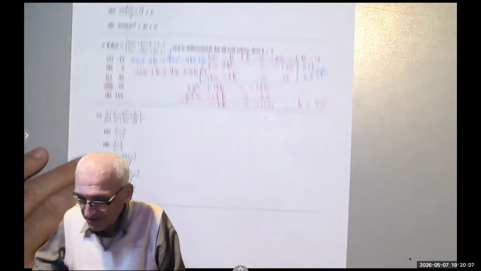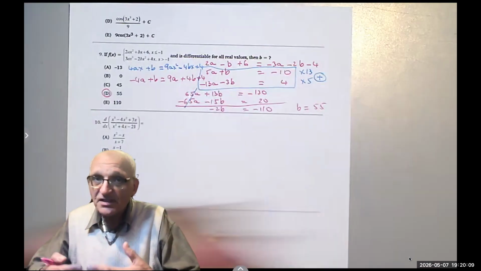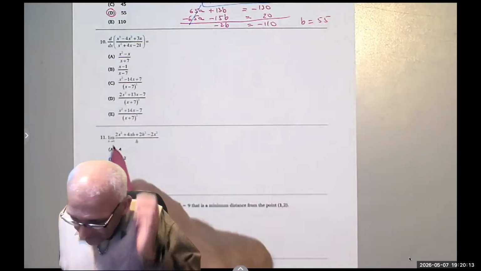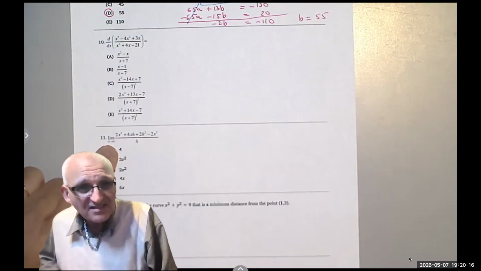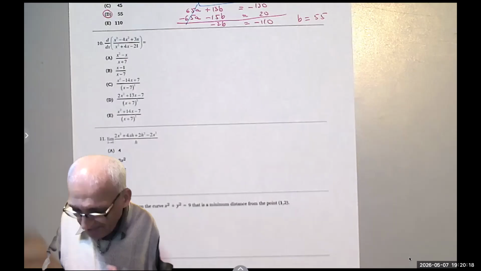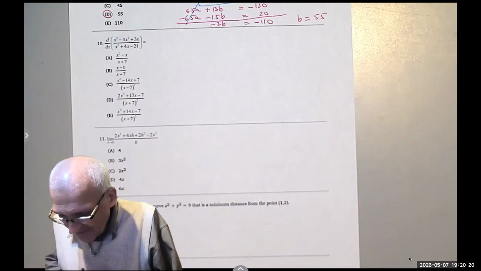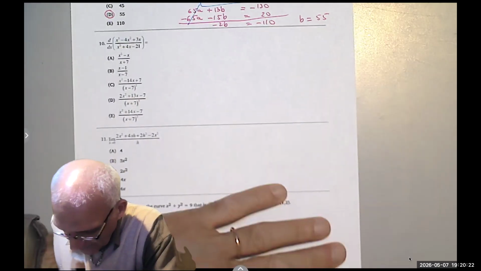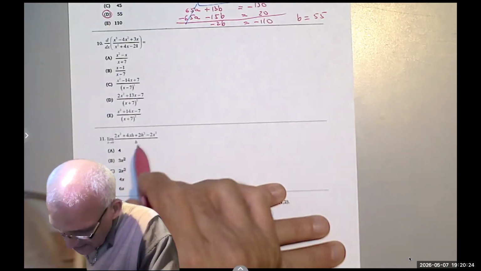Okay, so the key word here was differentiable. So you know it's continuous and differentiable. Number 12. Find the limit as h approaches 0. That's the definition of derivative, right? Meaning I can divide top and bottom. Let's see.